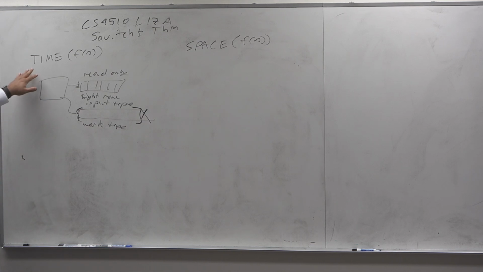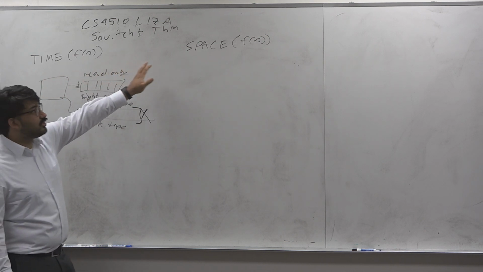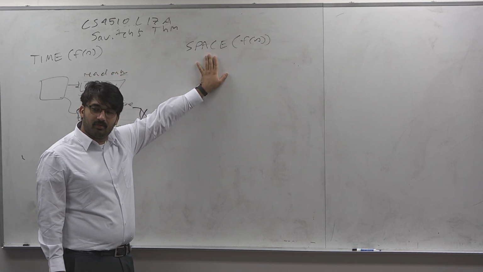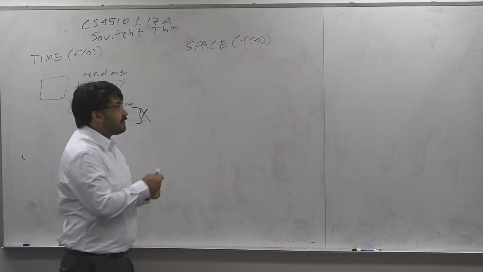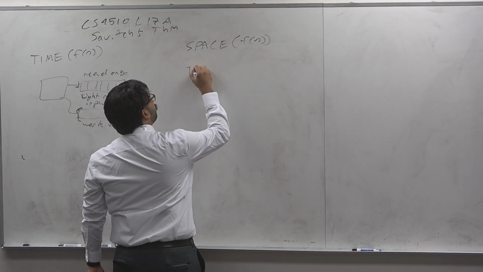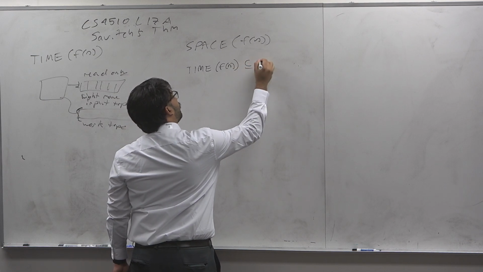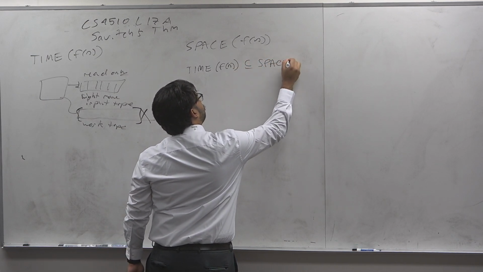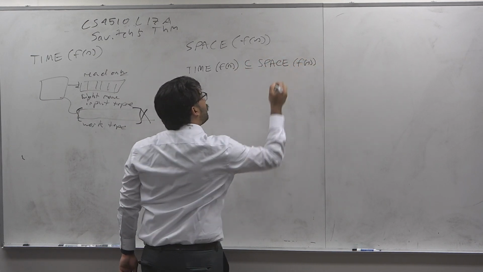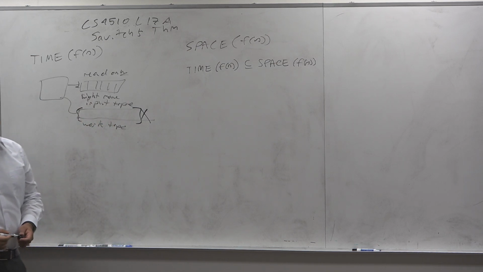So let L be a language which is decided by a machine that takes f of n steps. Then that same machine uses no more than f of n cells of the tape. Therefore that language is decidable in space f of n. So we know that time f of n is a subset of space f of n. So every time-bounded machine actually also has a space bound.